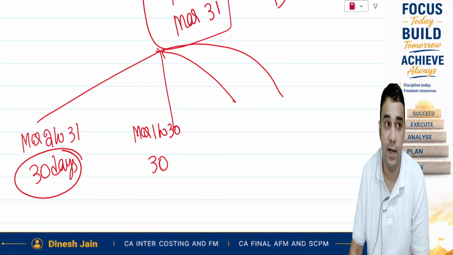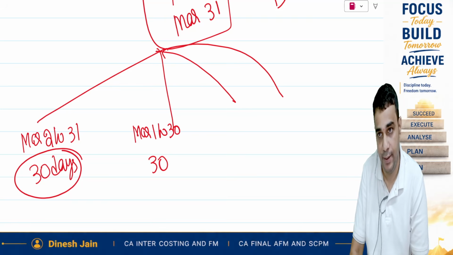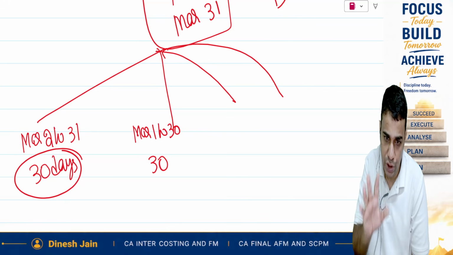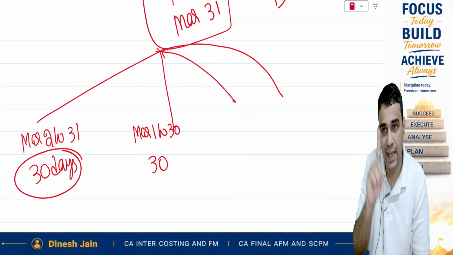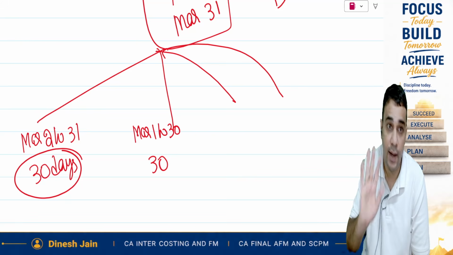Generally, investment is made at the opening of the day. Redemption happens at the closing of the day. Generally, this is what will happen, but we don't know. So, institute generally what they do is they include one of the day, exclude one of the day. Again, I can't be sure.